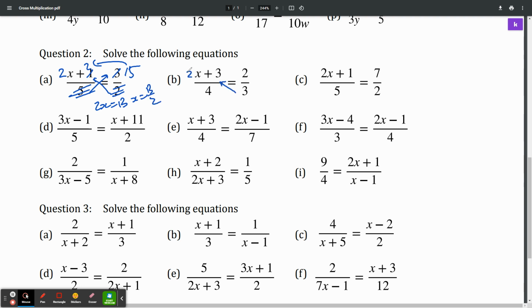This one will make this 3x plus 9, and this will make that 8. And so 3x will equal 8 minus 9, which is negative 1. And so x will equal negative 1 over 3.